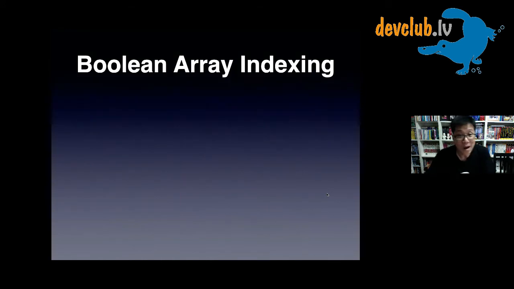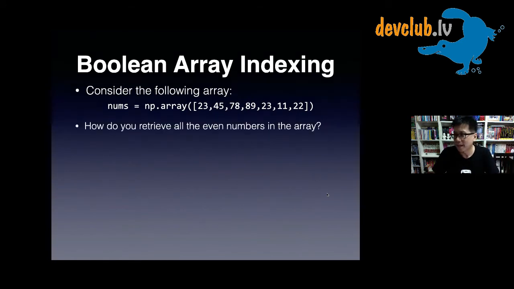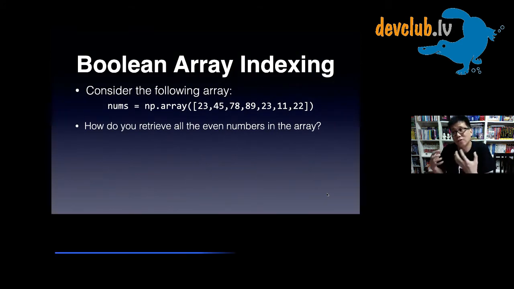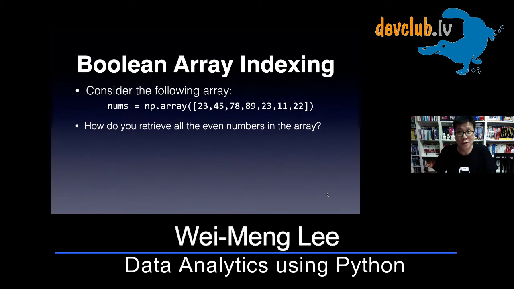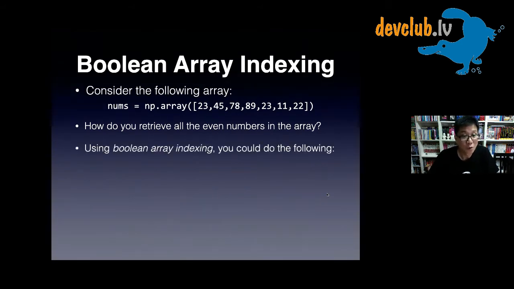Now, NumPy has this very, very powerful concept known as Boolean array indexing. Let's consider one example. I have an array of numbers, 25, 45, 78, and so on and so forth. Let's say I want to retrieve all the even numbers in the array. Using conventional programming languages, what would you do? You would basically write a loop to loop through all the items in the list and then pull out all the numbers that are even. Using NumPy and this concept known as Boolean array indexing, you could do the following.